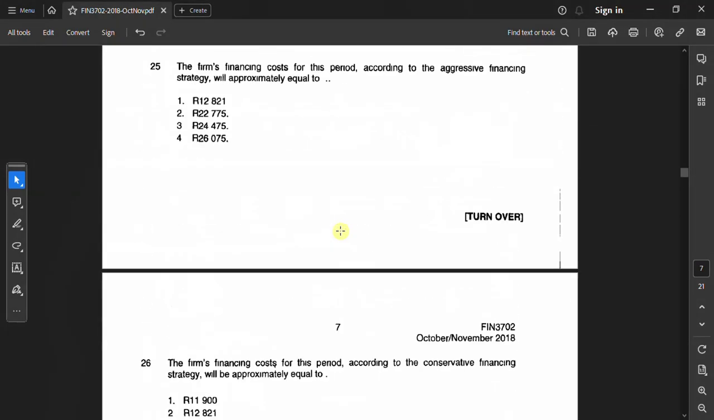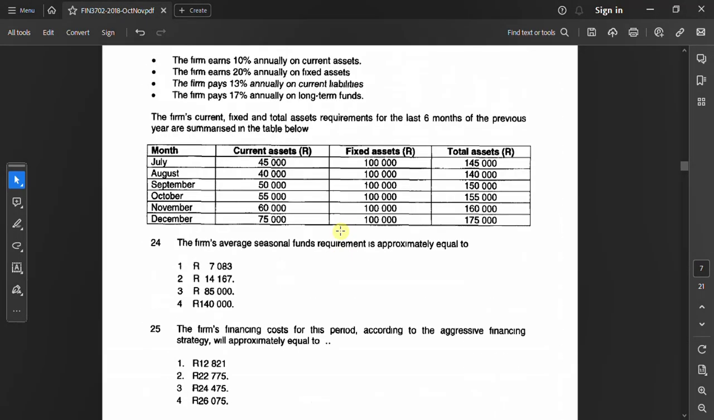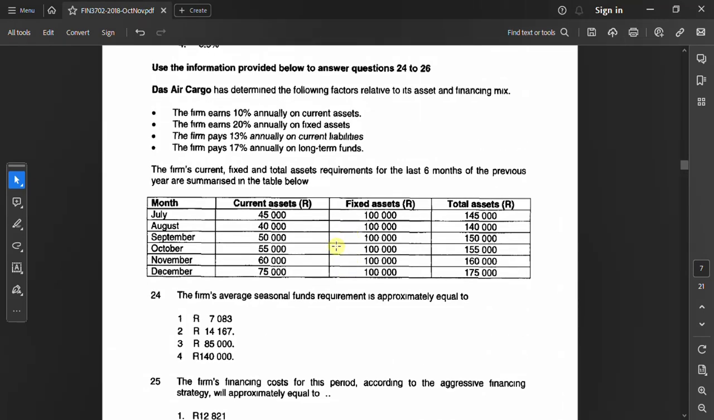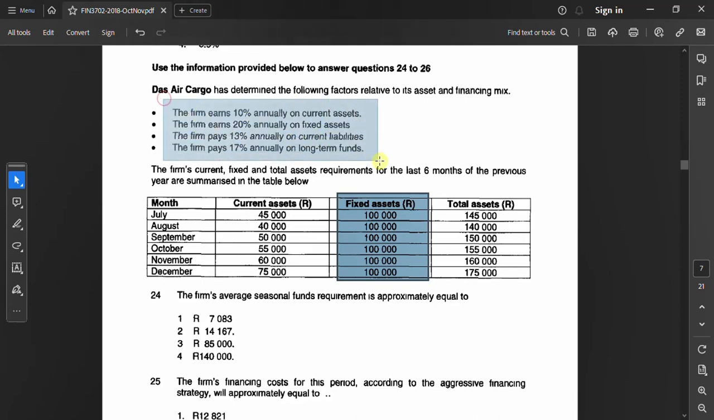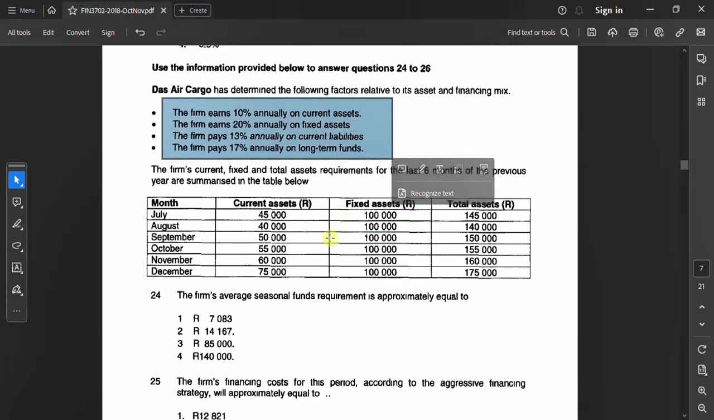Let me see if there's anything else. Multiple choice question 24. Okay, that's the one I can find. Then the cost of giving up discount, that's different. And then you've got the payables, that's also separate. All right, let's look at the conservative, aggressive, the funding thing. Is it this paper? Yes, it's question 24 on multiple choice. Okay, there it is.